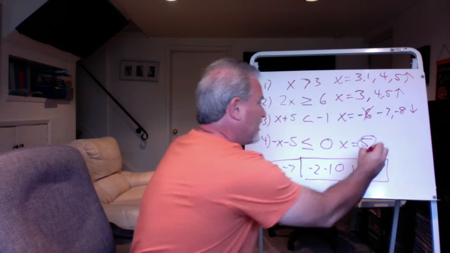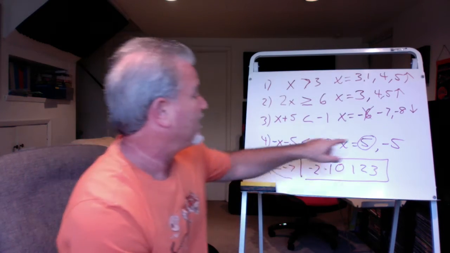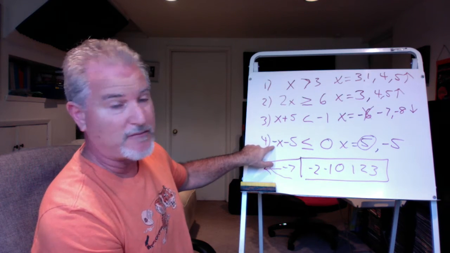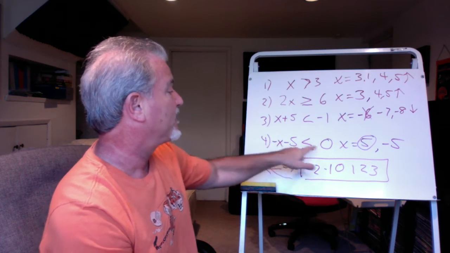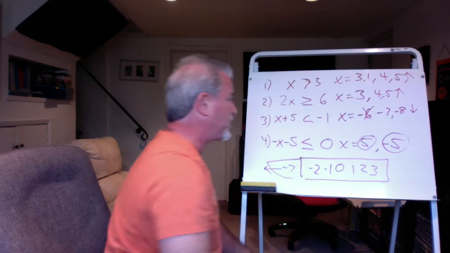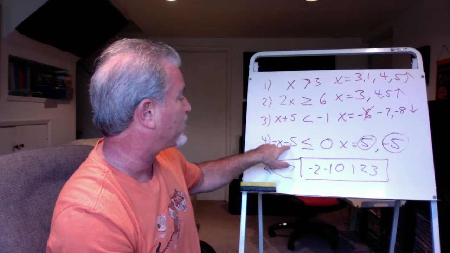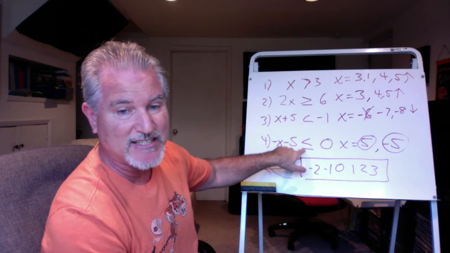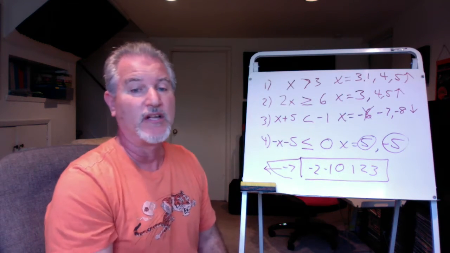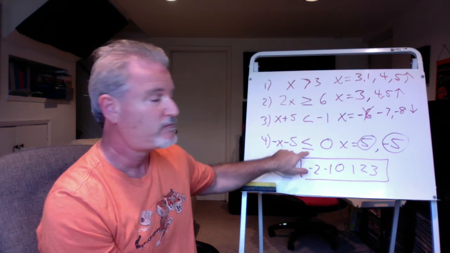So this is a good number. That's a good one. If we decided to try -5, right? -5 into -x gives you +5. And 5 minus 5 is 0. So that number also works. And it works because +5 minus 5 is 0, and since this is a less than or equal to sign, anything that equals 0 is good because you got that little line underneath the less than sign.